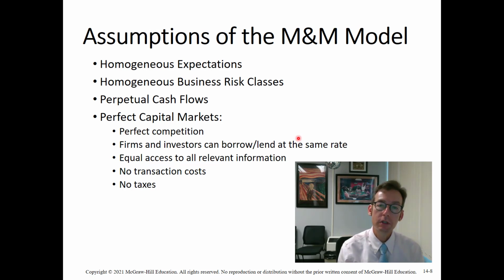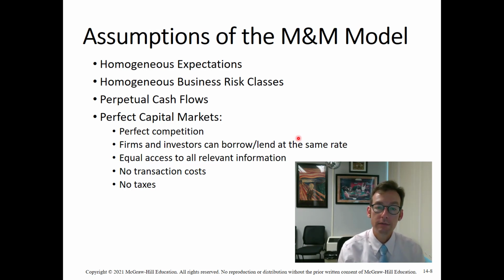Then we have the assumption of equal access to all relevant information. This one is a little harder for people to buy into because we know that insiders have more information than outsiders, and that perhaps the equity holders who've been with the company for a while might have more information about the firm than a potential new bondholder. But still, under this M&M model, we are assuming equal access to all relevant information. Another way to say that would be no information asymmetry.